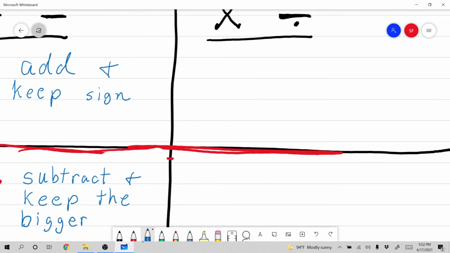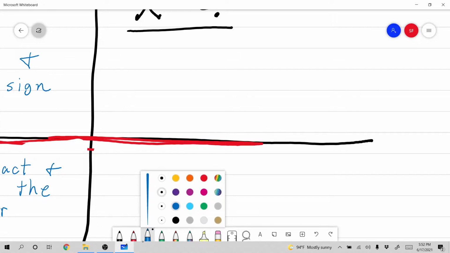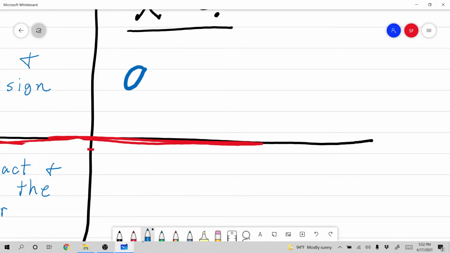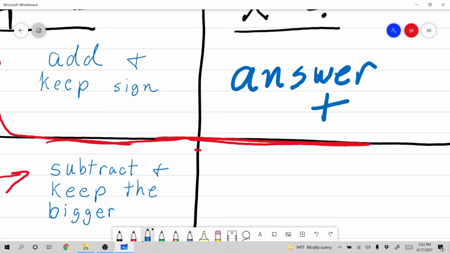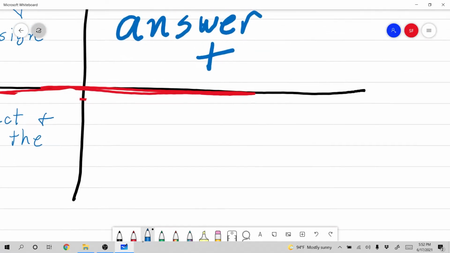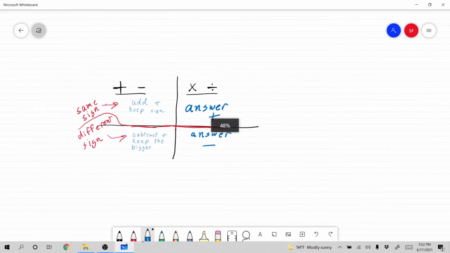Now, multiplication and division. If we have the same sign, so positive times positive, negative times negative, then this is really simple. Then the answer is positive. If they have a different sign for multiplication and division, then the answer is negative. Other than that, we just treat it like it's regular old whole number multiplication and division, right?